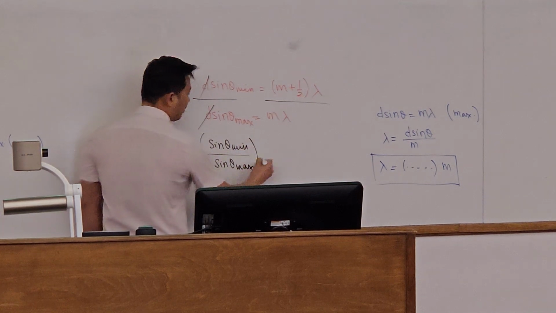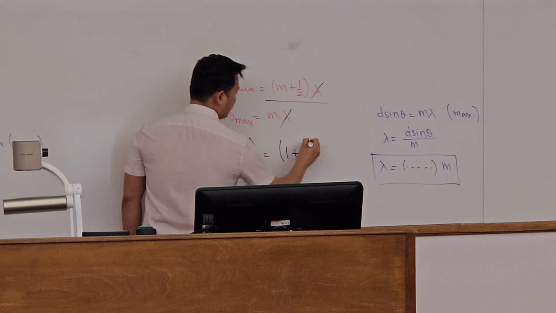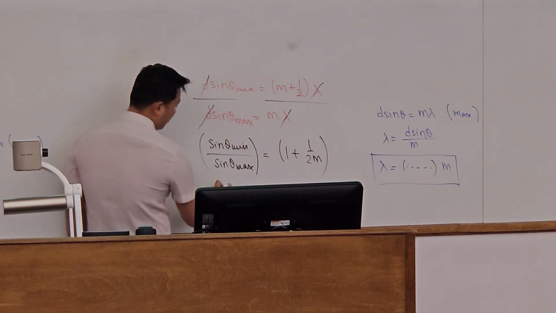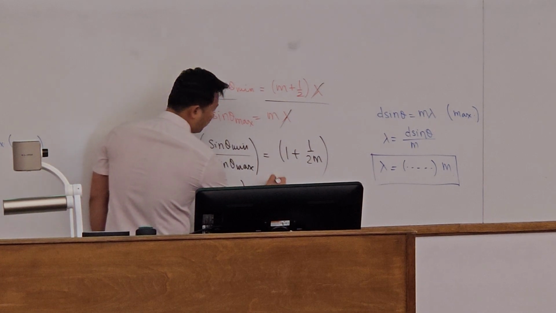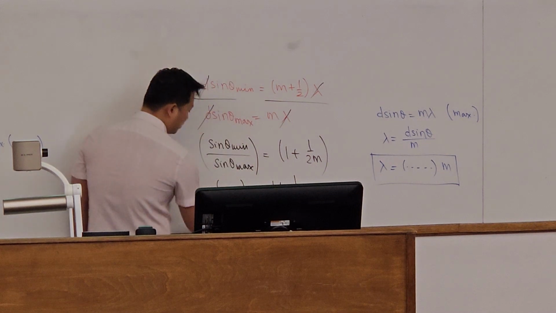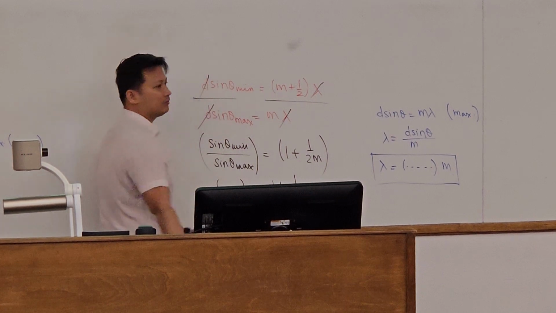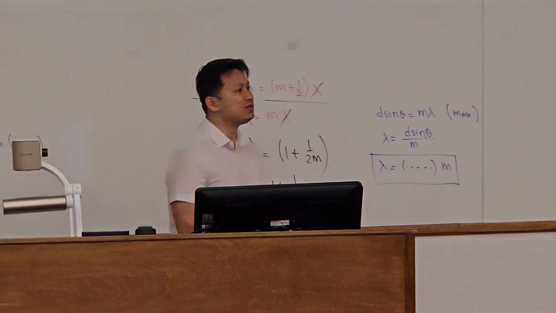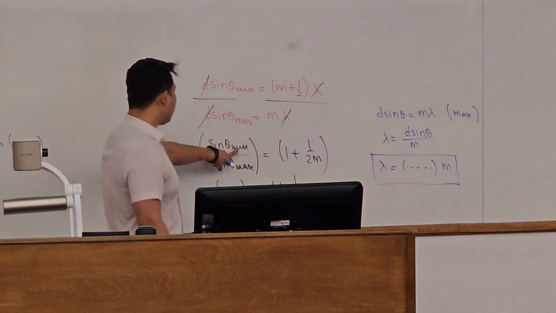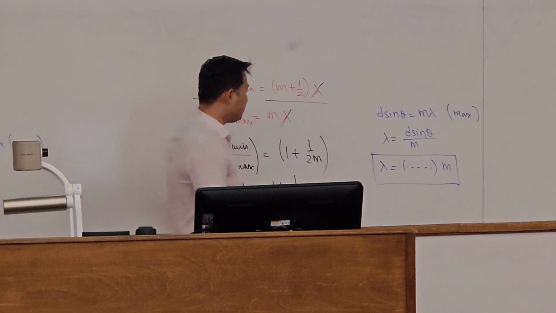Basically, on the left side you have a number, and lambda cancels out. On the right hand side, you have m plus 1/2 over n. So in this equation, the left side is a number, because the theta minima and theta maxima values are given. There is only one unknown in this equation. Can you calculate m? Yeah, it's only one unknown. It will give you some number, and you are done.